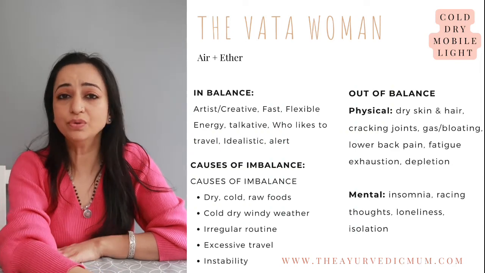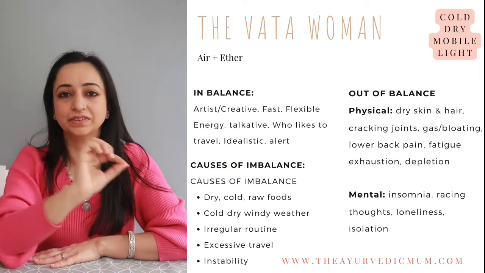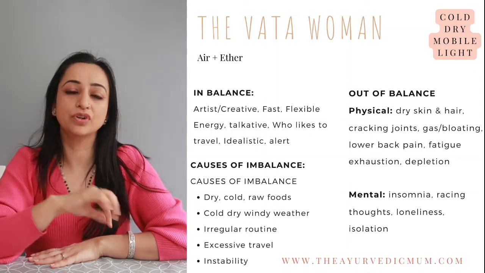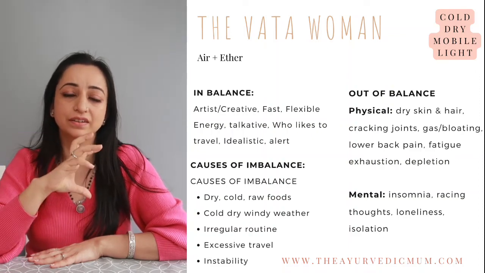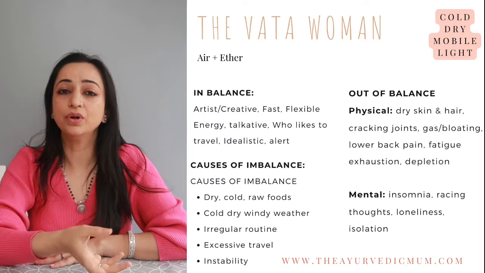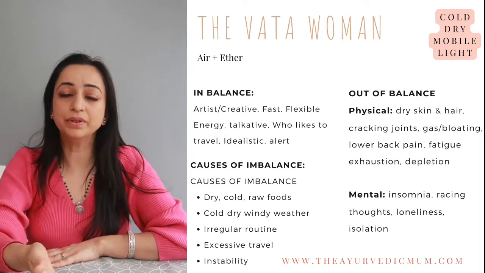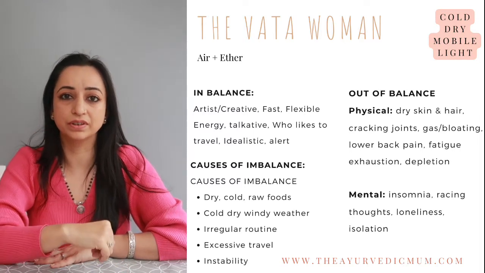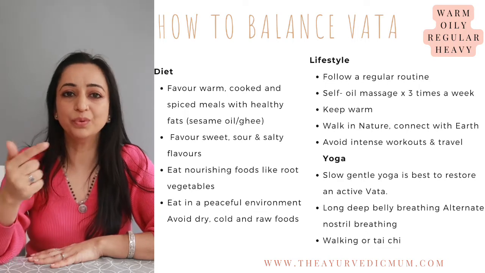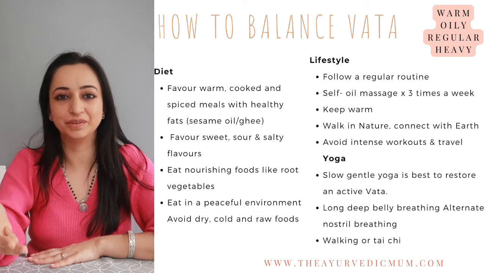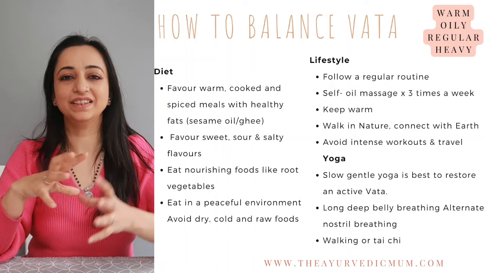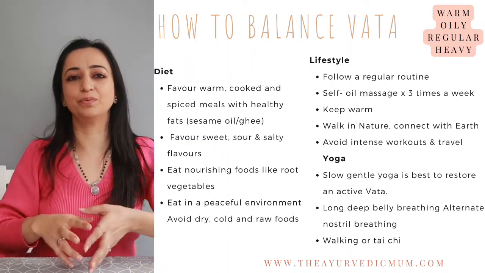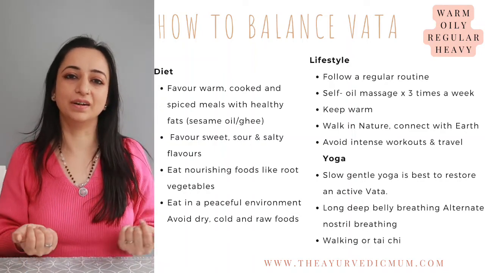So now, how to balance vata? We've learned that cold, dry, light and subtle are the qualities of vata. Now, to balance vata, we will use the exact opposite qualities, which are warm, oily, regular and heavy. And so anything like warm weather or warm food is going to calm vata down.